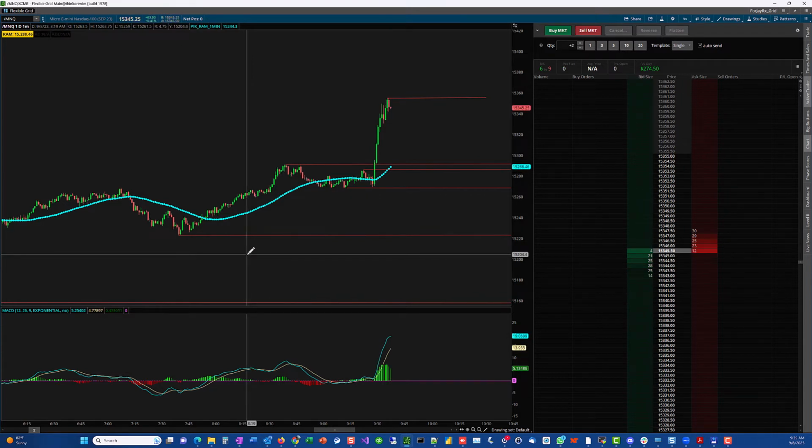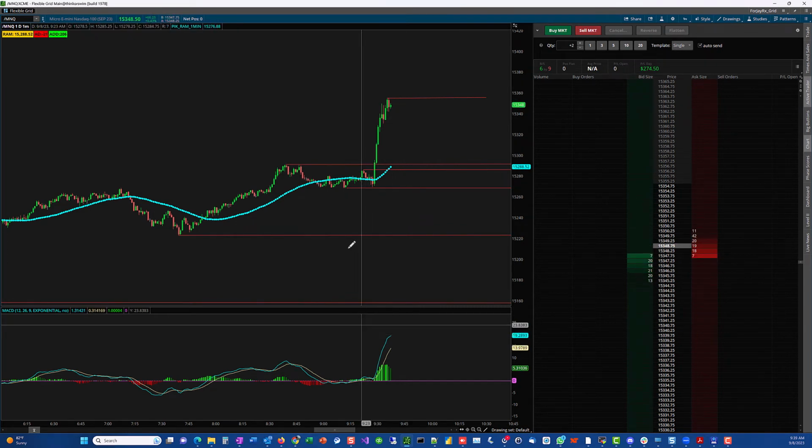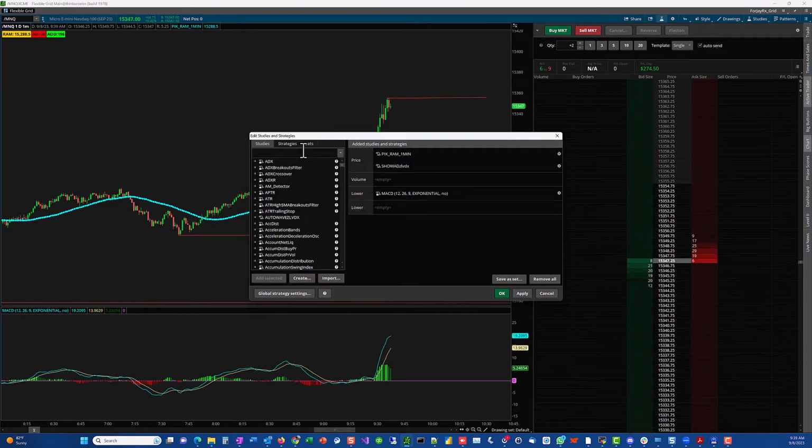So there's going to be a cross somewhere around here. Like, you know, this is me predicting that it's about to curve down. And let's see, we can add a couple of these things here.